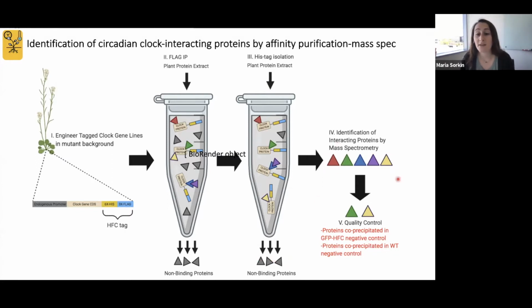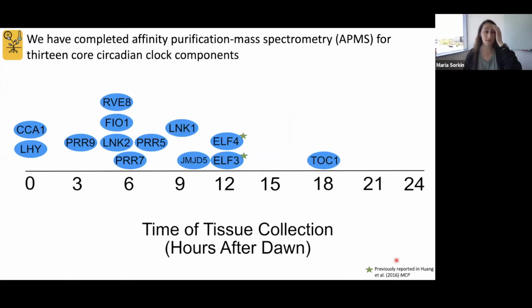We identify these interacting proteins by mass spectrometry, and then we perform a quality control step in which we're subtracting out any proteins that co-purify with our negative controls. The first of which is a GFP with our affinity tag, and we also perform a wild type no tag control, because those experiments are only going to pull down non-specific binding proteins that we are not interested in. So we've performed this method for about 13 of the core circadian clock components.